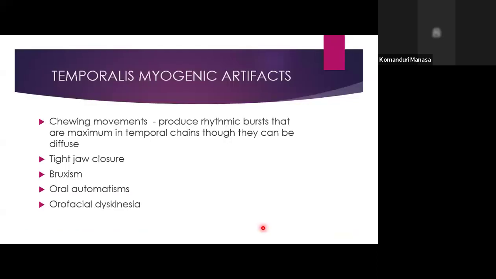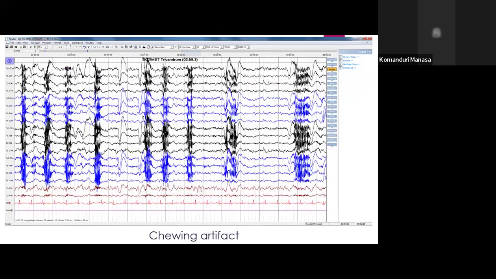So temporalis myogenic artifact is produced during chewing movements, producing rhythmic bursts that are maximum in the temporal chain, though they can be diffuse. Tight jaw closure, bruxism, oral automatisms, and orofacial dyskinesias are the various conditions where we see this temporalis myogenic artifact. This is an example of the chewing artifact, which is rhythmically occurring because of the chewing.